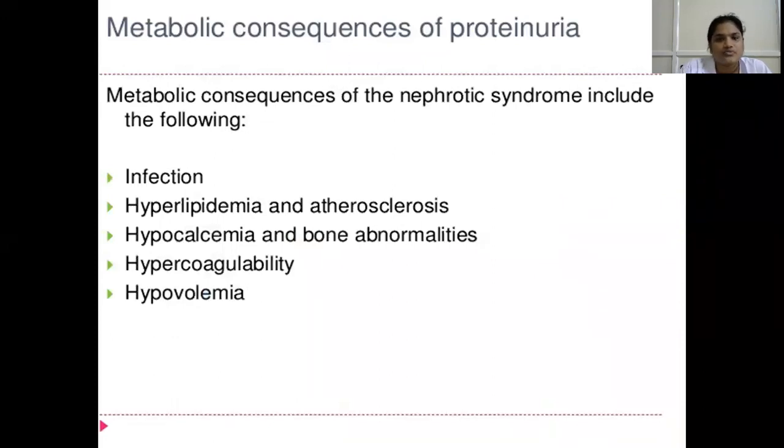Metabolic consequences of proteinuria. The metabolic consequences of the nephrotic syndrome include infections, so recurrent UTIs can be present, and hyperlipidemia, atherosclerosis, hypocalcemia, bone deformities, hypercoagulability, and hypovolemia. Here, hypocalcemia can be due to vitamin D deficiency, because renal injury may lead to vitamin D deficiency. So these are the metabolic consequences of the nephrotic syndrome if it lasts for a long time.